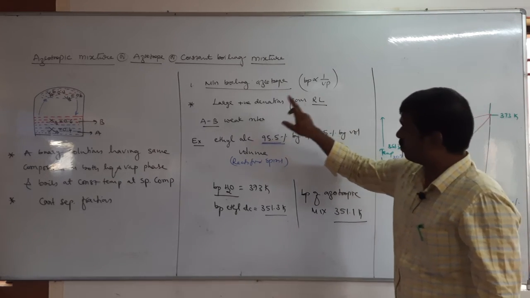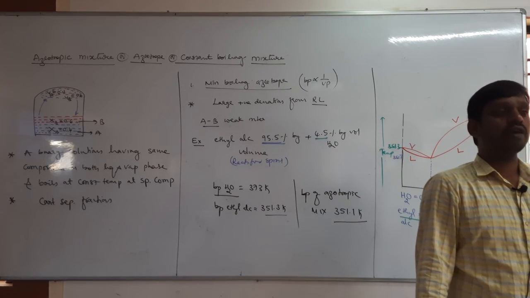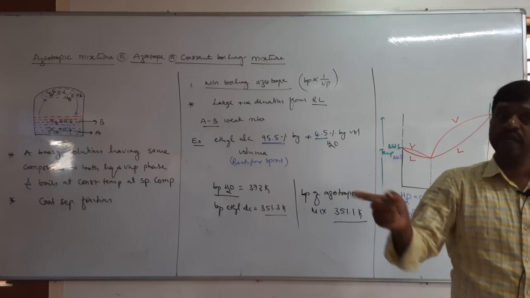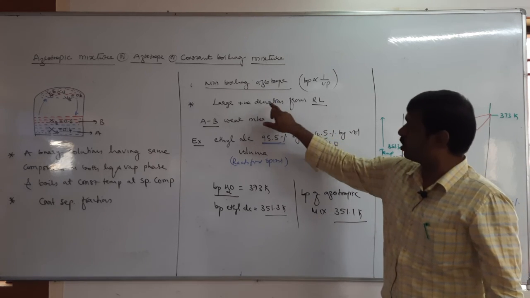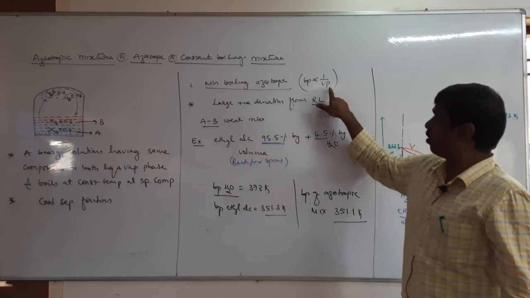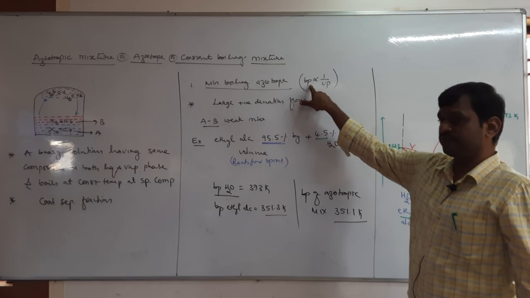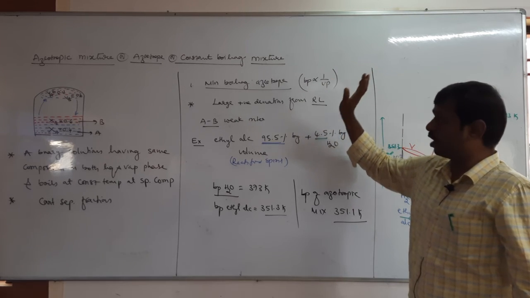A binary solution which shows large positive deviation from Raoult's law can form the minimum boiling azeotrope. Why is large positive deviation required? If there is a large positive deviation, there is more vapor pressure. If there is more vapor pressure, there is a minimum boiling point. That's what it forms, a minimum boiling point.